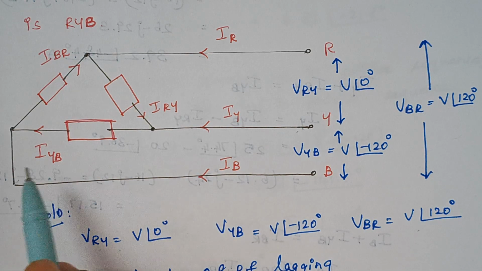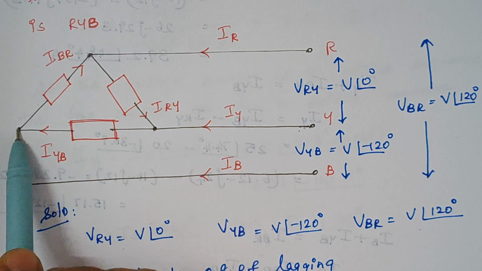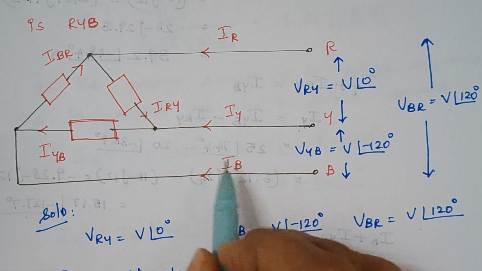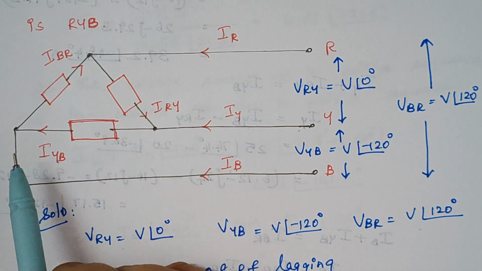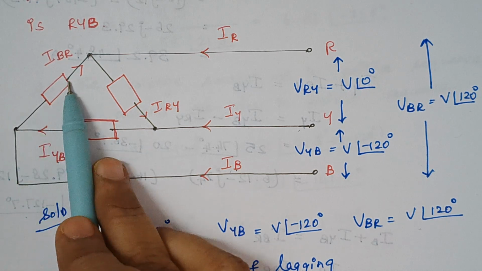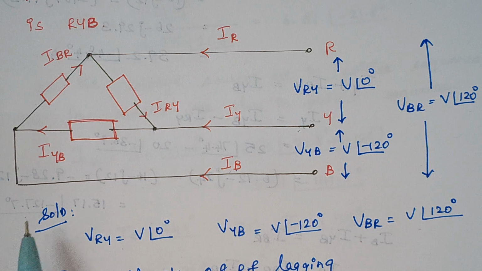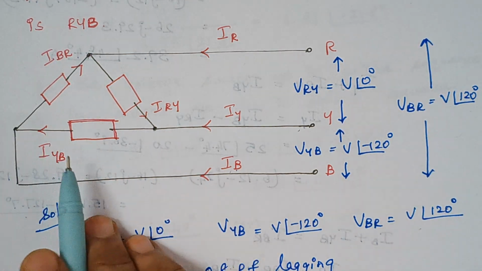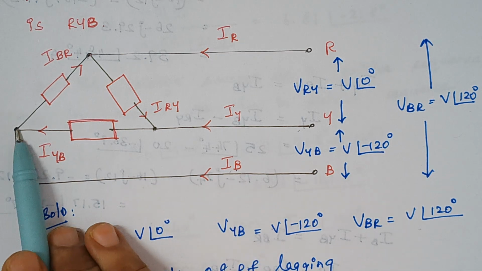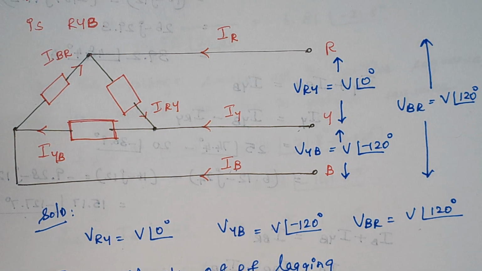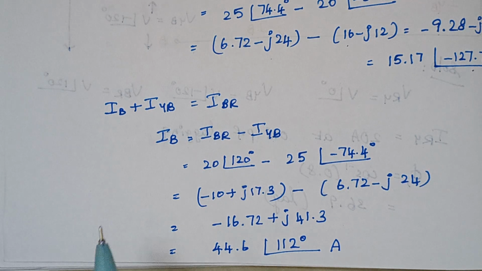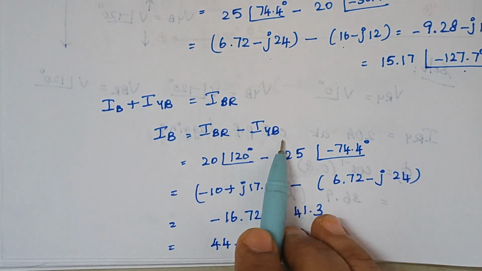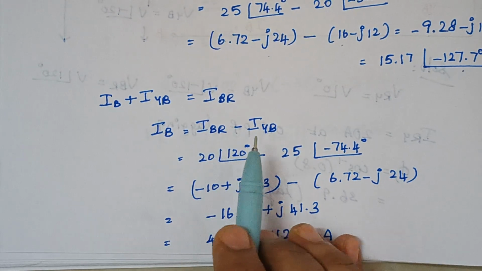So again, when you look at this node, the current flowing towards the node, what are all the currents that flow towards the node? It is IB and IYB. The current which flows away from the node is IBR. So here the expression is IB plus IYB is equal to IBR. So here again we need IB. So IB is nothing but IBR minus IYB. We know the values of IBR and IYB.